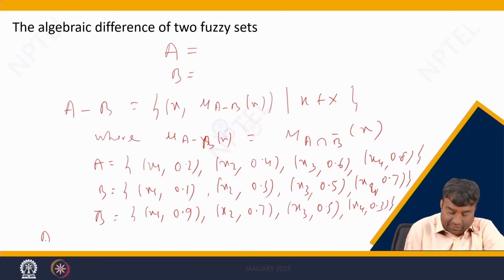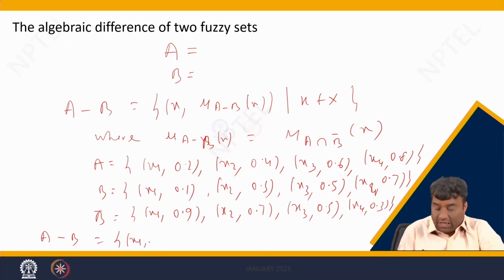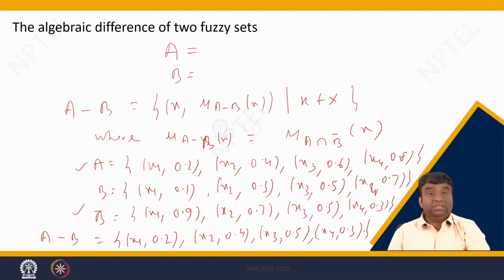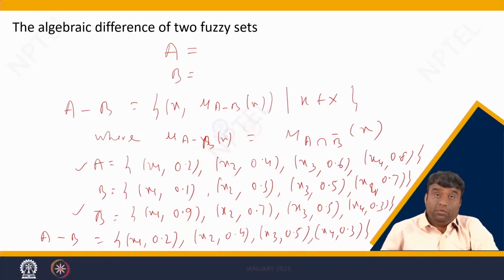Now A minus B. For x1, the intersection of the set A with B complement will take the minimum value. So 0.2 and 0.9, minimum is 0.2. For x2, 0.4 and 0.7, minimum value is 0.4. For x3, the minimum of 0.6 and 0.5 is 0.5. Then 0.8 and 0.3, 0.3. So x4 is 0.3. This basically gives the algebraic difference of two fuzzy sets A and B.